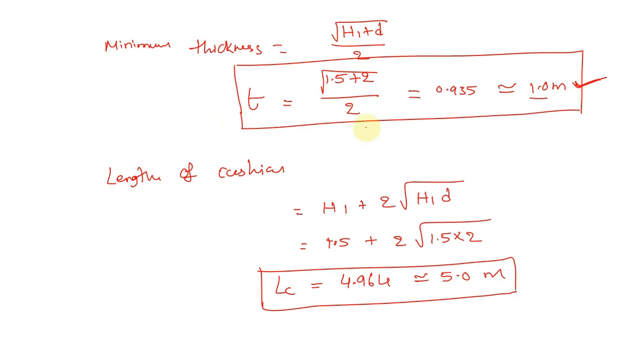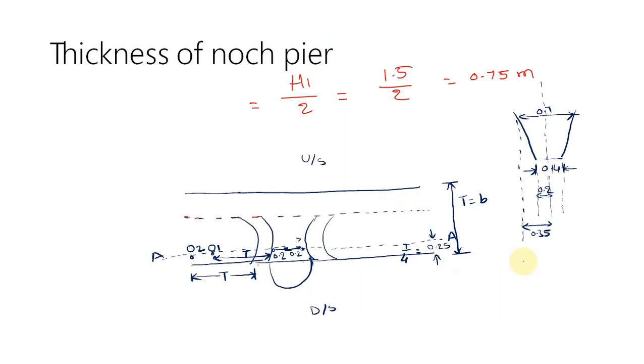Again we have to check for the minimum thickness. Minimum thickness required is 1 meter and the minimum length of cushion is 5 meters. So we will go with these values, 1 meter and 5 meters, because the calculated length is 0.6, but here it is 1 meter minimum. So we will go with minimum thickness of 1 meter and the minimum length of the cushion of 5 meters. So we will go with these values. You have to provide these values in the site.